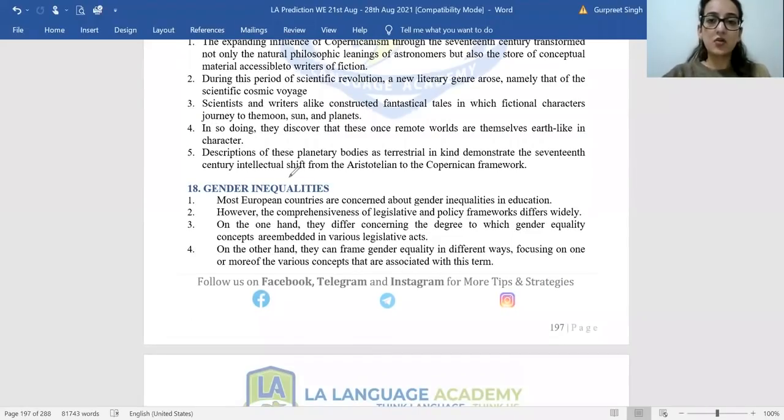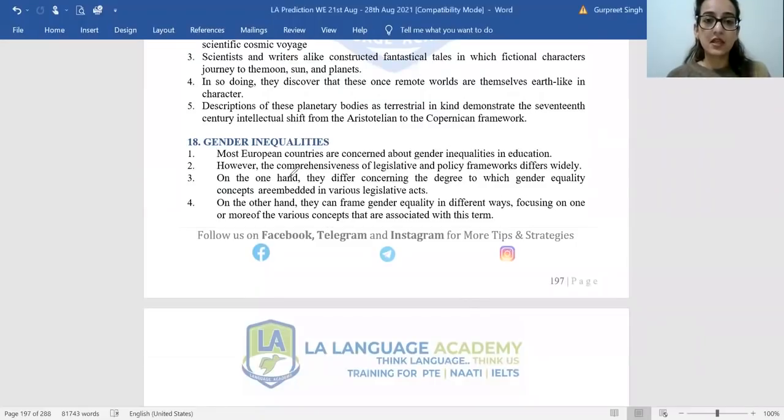18th, gender inequalities. This says most European countries are concerned about gender inequalities in education. So we have, however, on the one hand, on the other hand, which cannot be the first sentences. So the first sentence is a general sentence that we are talking about European countries, and the topic is gender inequalities in the education sector.